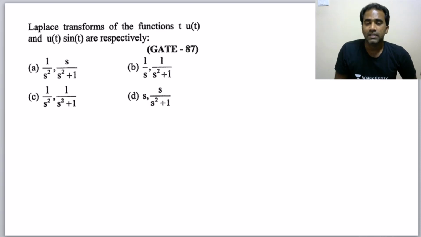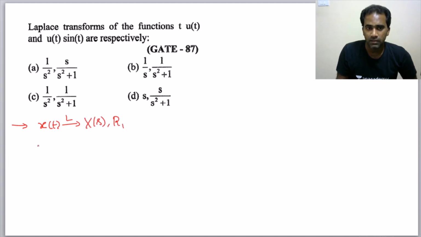Fine. So let us look at the next question. Let me write the properties that are involved in this problem. If x of t has a Laplace transform of capital X of s, ROC is R1. Now, if x of t is multiplied with t, we call this the multiplication with t property. If in time domain the signal is multiplied with t, the Laplace transform is minus d by ds of X of s. Will the ROC change? The ROC will not change because of the multiplication with t property.